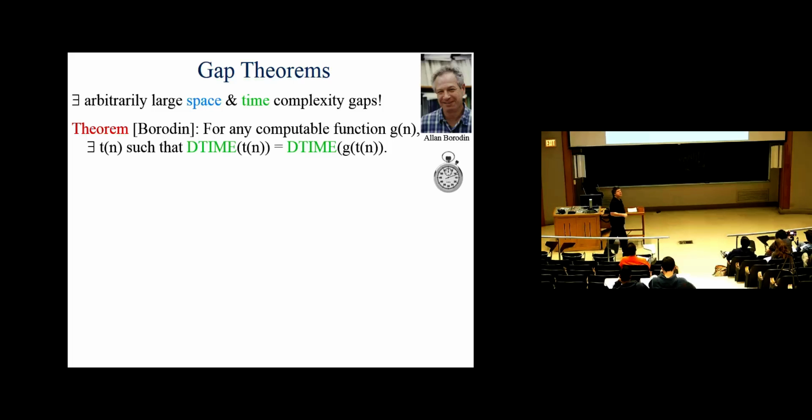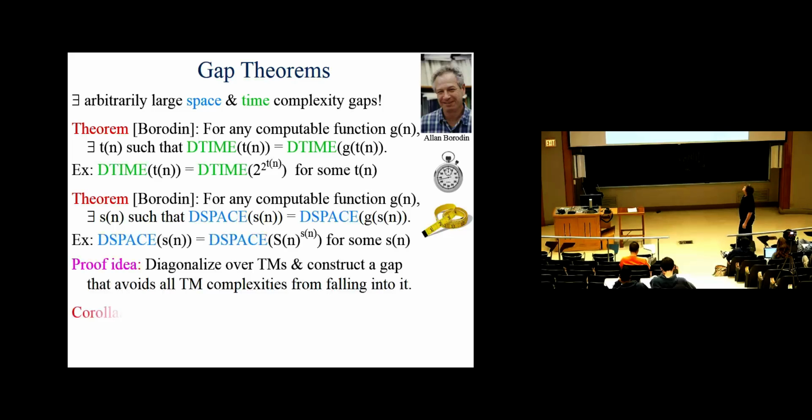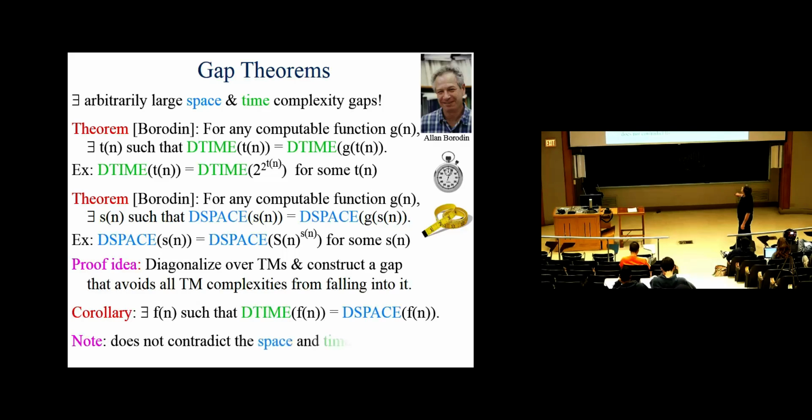That doesn't contradict the space and time hierarchy theorems or the dense space and time hierarchy theorems, because this t doesn't have to be computable. If it had to be computable, this wouldn't be true. But if t doesn't have to be computable, you can pick a really esoteric, weirdly defined t that will make this true. Arbitrarily large gaps in time and arbitrarily large gaps in space. And the proof is very similar to what we've seen before. It uses diagonalization, and those gaps are true in space as well.